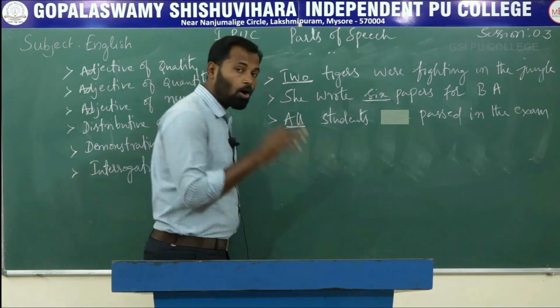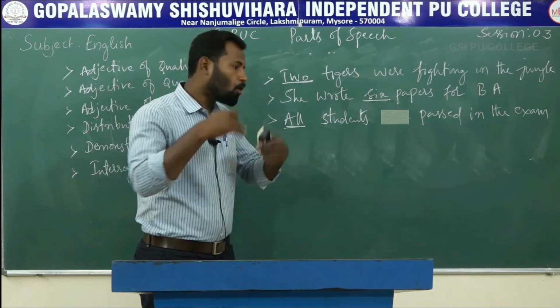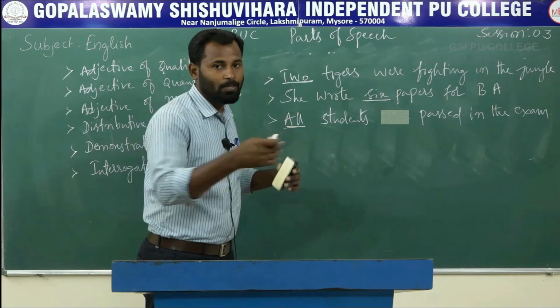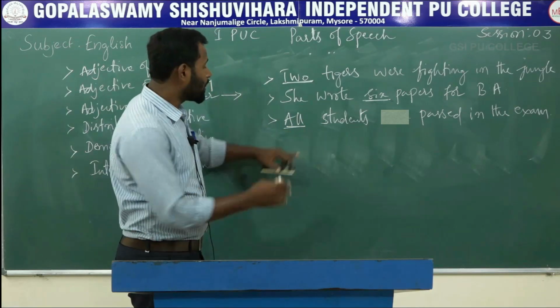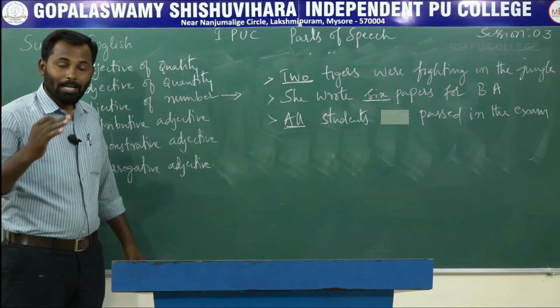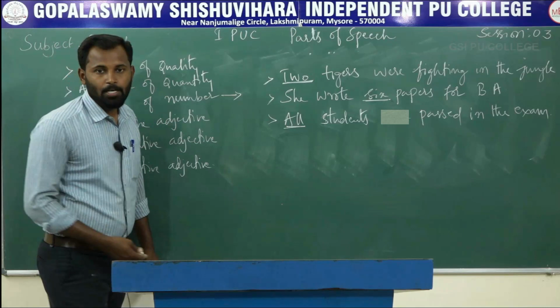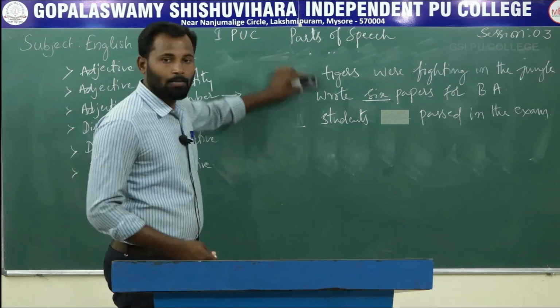In the first two examples, you have an exact number, whereas in the third example, you don't have an exact number. Here, you have all. How many students passed in the exam? All students passed. How many students were there? We don't know. So you have two types in adjective of number, definite numerical numbers and indefinite numerical numbers. We'll discuss more about these things when we deal with the workbook.